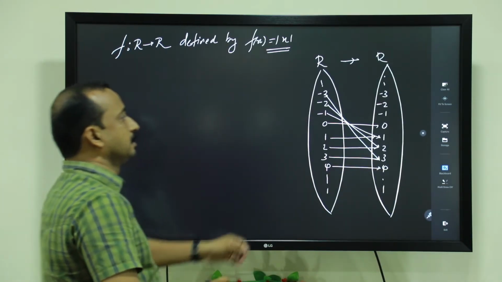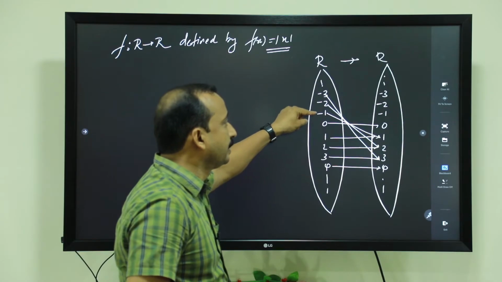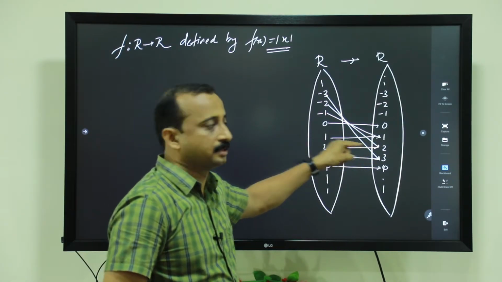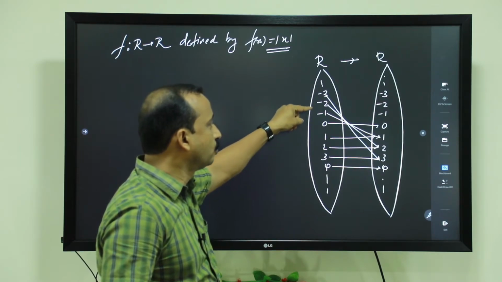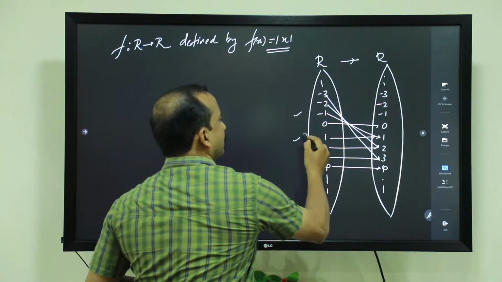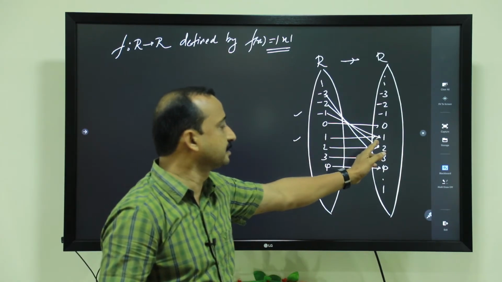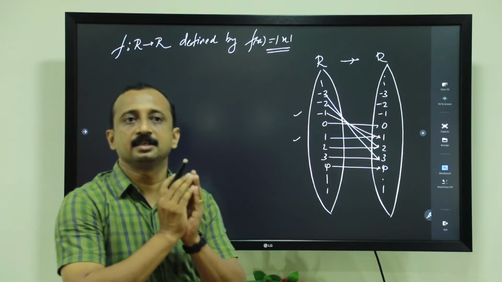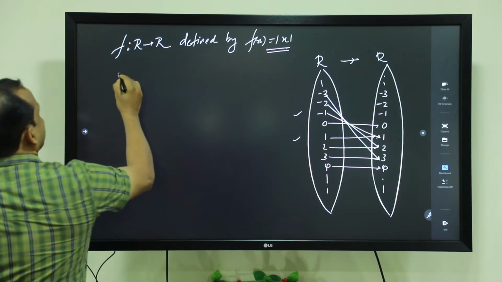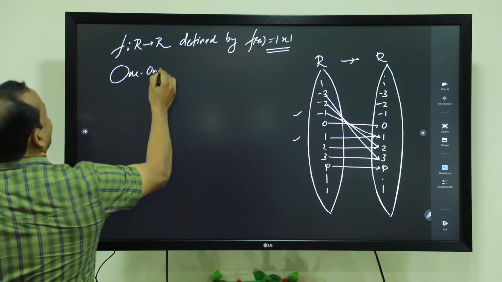Okay, that is, here the element minus 1 has image 1, and 1 has image 1 as well. That means here x1 and x2 are two different elements, but their images are the same. Which contradicts our definition of a one-one function. Now check one-one.